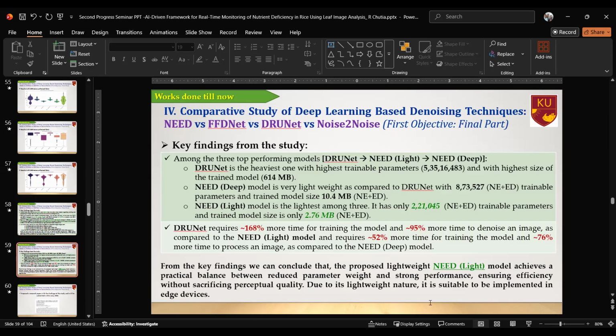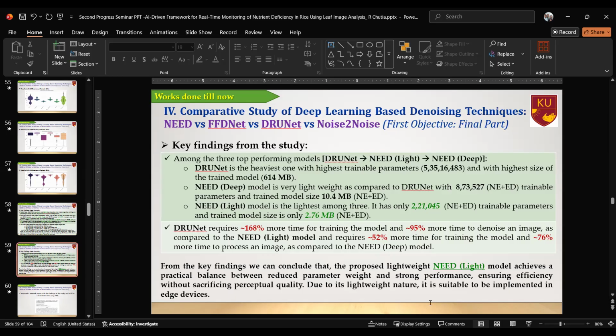And if we study the time required by the best performing models, DRUNet requires around 168% more time, as I have already tabulated in the previous slides. So 168% more time for training the model and 95% more time to denoise a single image. And if you compare with the NEAT Light model, NEAT Deep requires 52% more time for training the model and 76% more time to process the image.